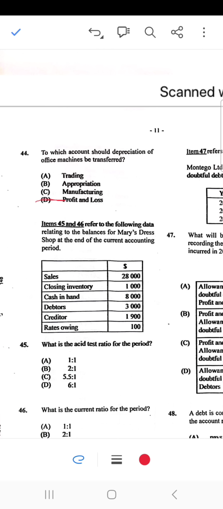So the asset test ratio would be your current assets without your inventory divided by your current liabilities. So that would be your cash in hand and your debtors, which is 11,000, divided by your current liabilities, which would be your creditors and your rates owing, which is 2,000. 11,000 divided by 2,000 is 5.5. So the answer will be 5.5 to 1.